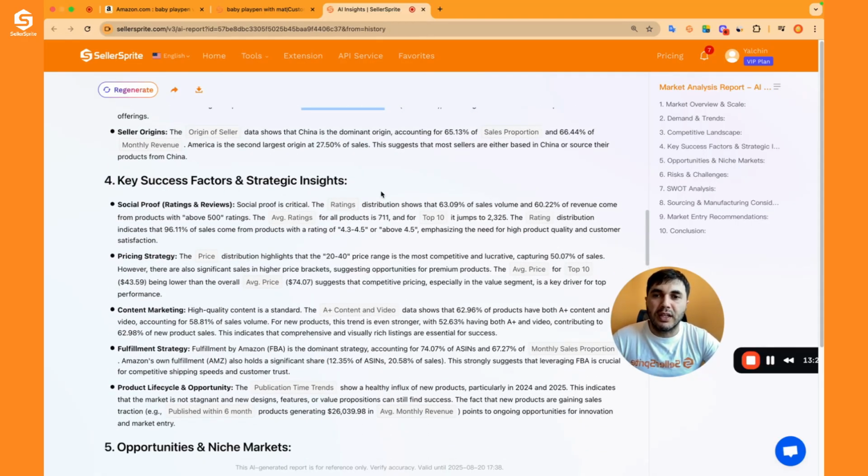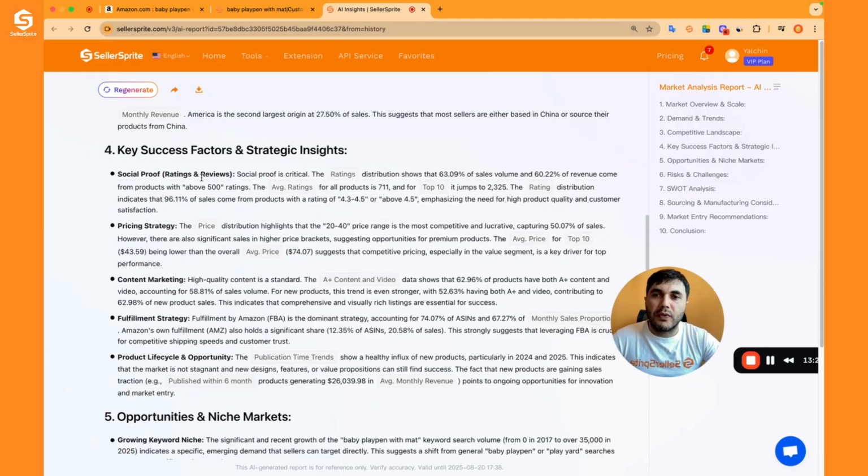Key success factor strategies insight. Social proof, this is the ratings. The rating distribution shows that 63% of the sales volume and 60% of the revenue come from listings that have at least 500 reviews. This is also a perfect number. If you are planning to launch this kind of product, it means you have 40% of the market left. Those 40% are distributed to listings with fewer than 500 reviews. Maybe you have 100, 200, 300, whatever number you have among this.